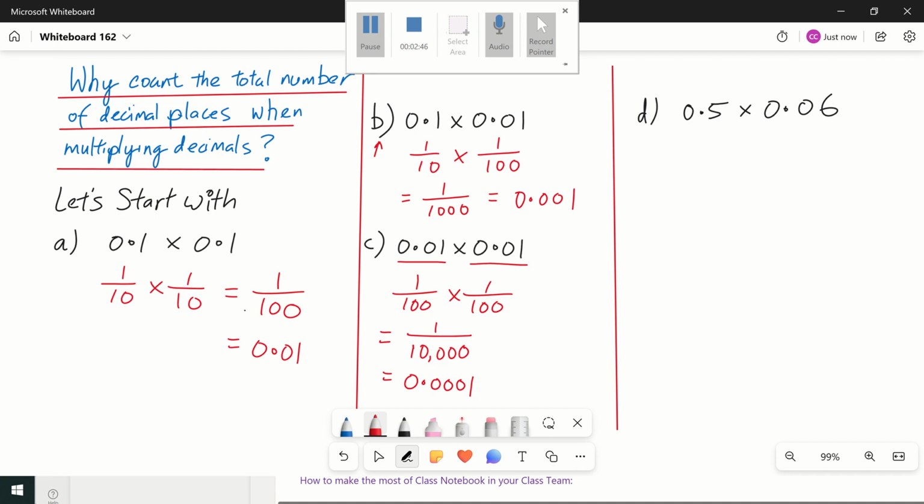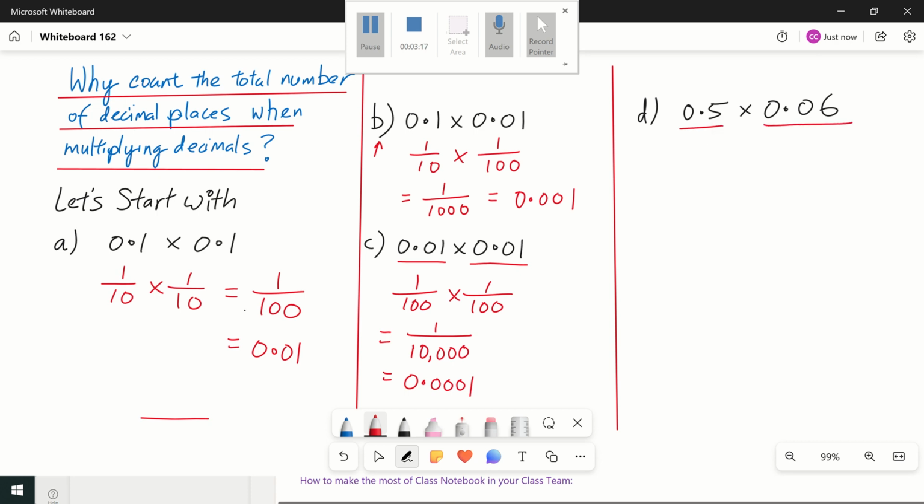Now you notice in examples A, B, and C, because of the way we look at multiplying fractions of 1/10, 1/100, we realize that in doing so, the result is 1, and the total number of decimal places in the final answer is the same as the total number of decimal places for the numbers that are added together.